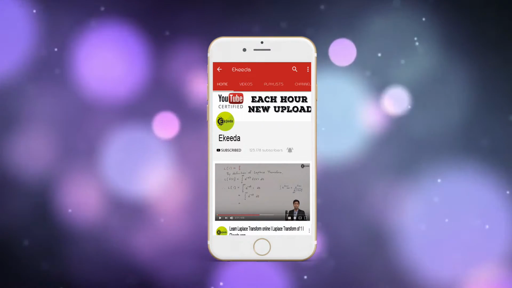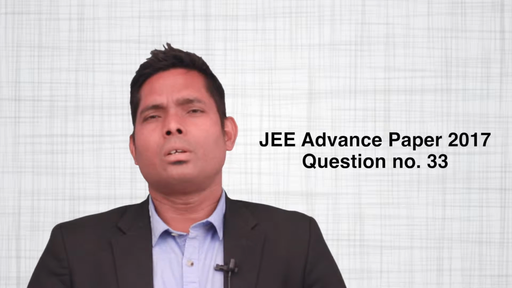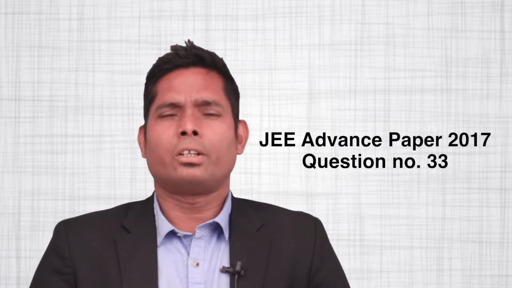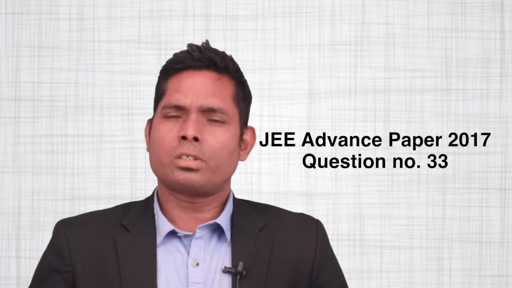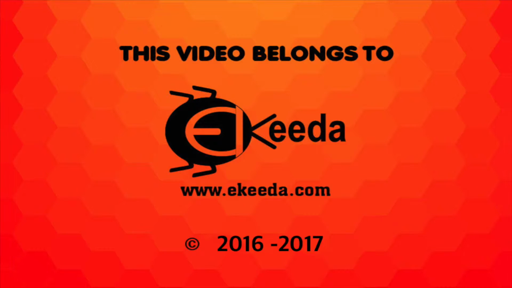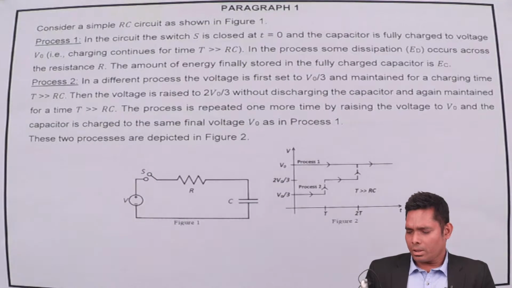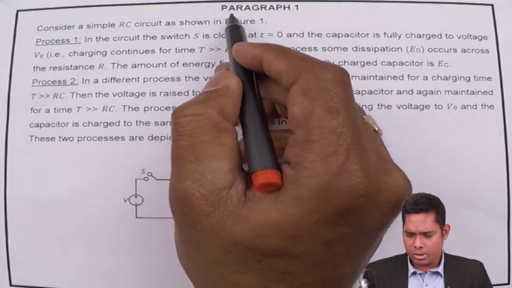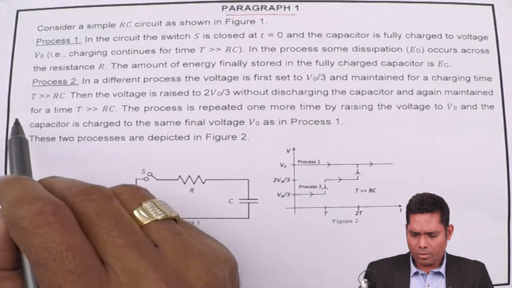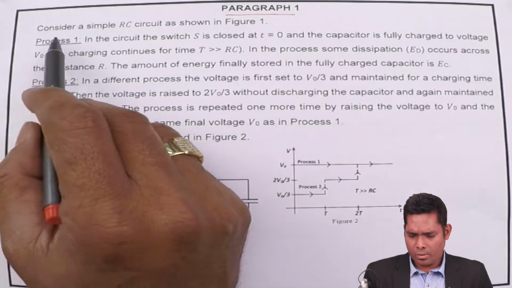Hello students, let us start with the paragraph questions. So we have got two paragraphs, 1 and 2. Let us start with paragraph 1, which contains two questions, 33 and 34. We'll start with question number 33. Students, this is paragraph 1, which has two questions.